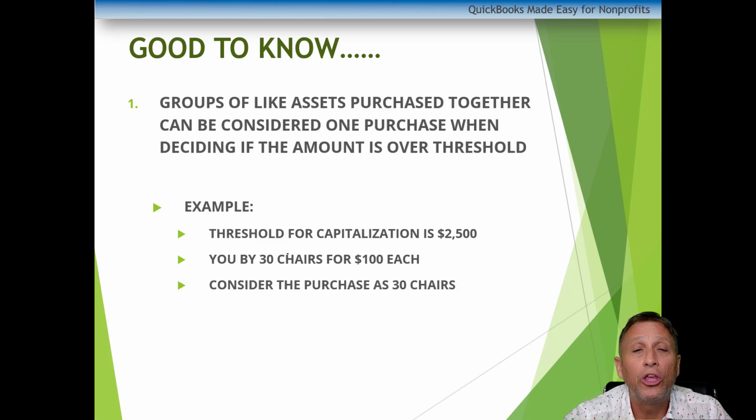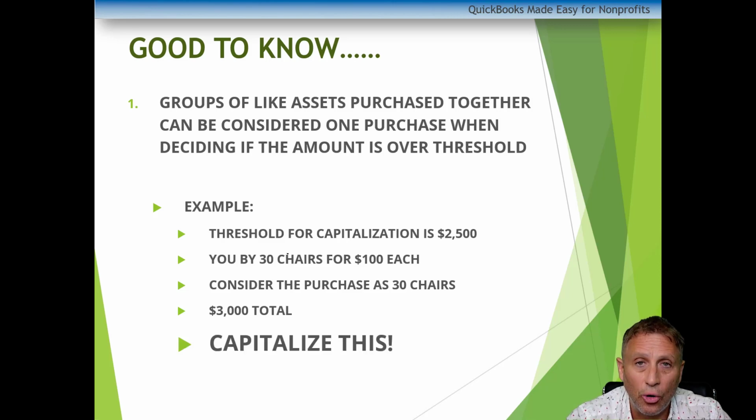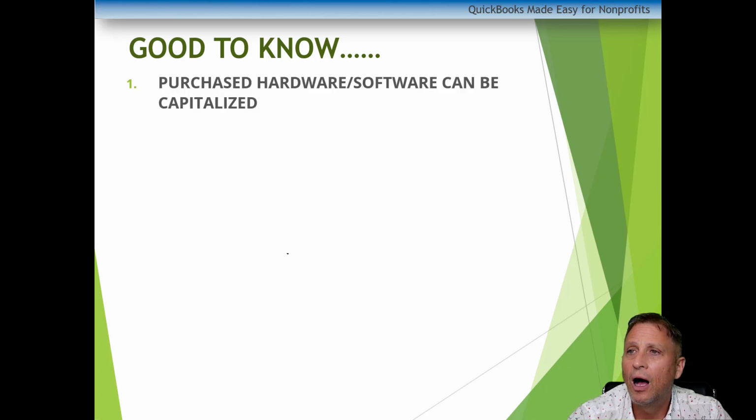Okay, what you want to do is you consider this a purchase of one item, 30 chairs, that costs $3,000, so you capitalize it. You don't consider it individual chairs for $100. Okay, so you can group like things together when you purchase them all at once. Okay, another thing. These are other things good to know.